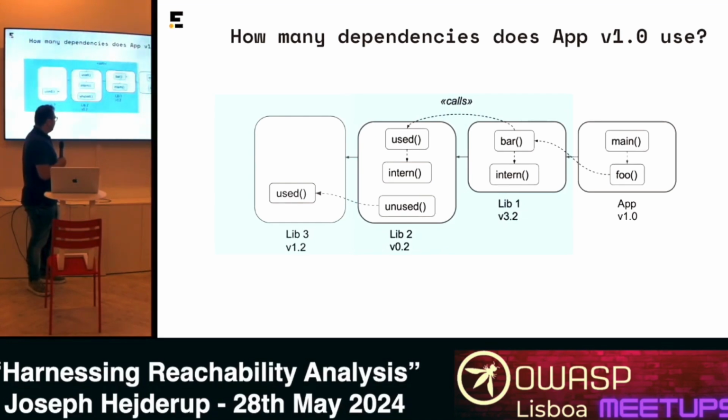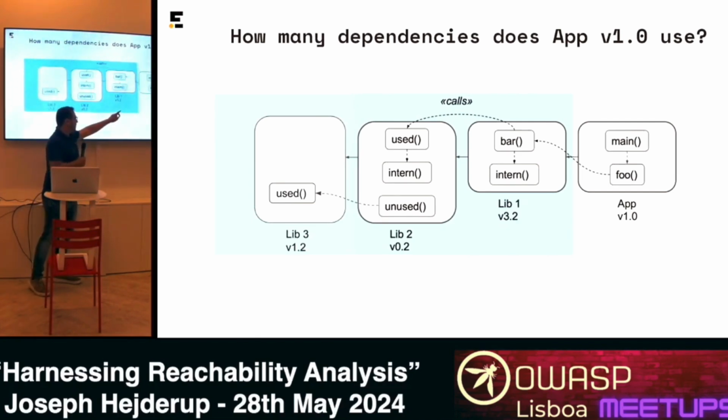It's very clearly seen here that the function in the library to call unused is not reached in any way from the application via lib1 calling this function. And this function only calls library 3. So you can completely dismiss anything that's happening in library 3 here.